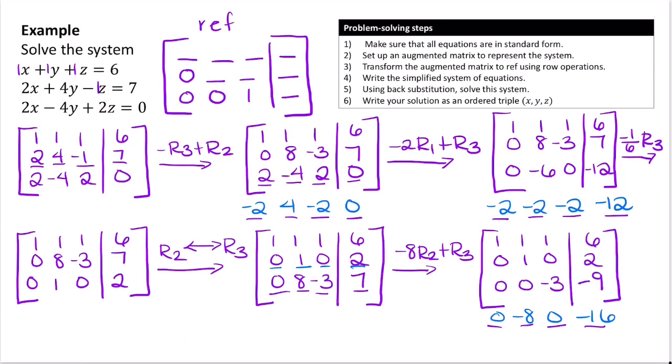Okay, so we're almost there. We're almost in row echelon form because we have this triangle of zeros here. But we now need to turn this negative 3 into a 1. Okay, and the quickest way to do that is just to multiply by the reciprocal of negative 3. So that reciprocal will be negative 1/3. And so I'm going to multiply my row 3 by negative 1/3.